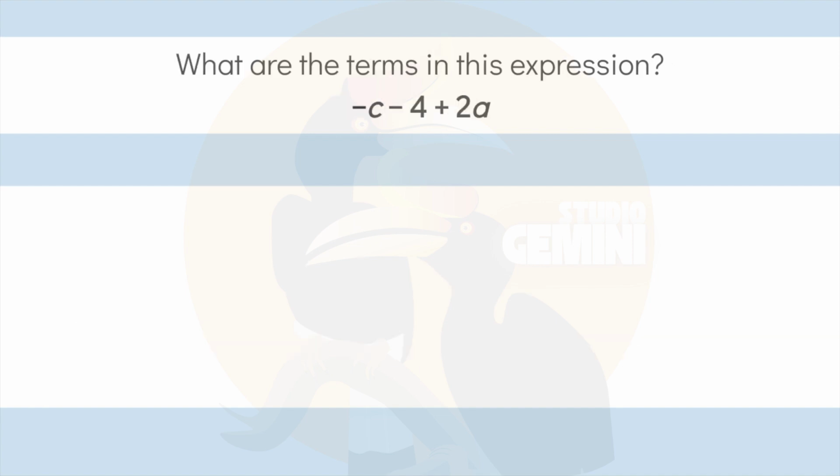What are the terms in this expression? Negative c minus 4 plus 2a. To identify the terms here, we can first rewrite the expression to use only addition. To do so, we will change out the minus sign for a plus sign and change 4 to negative 4, since subtracting a number is the same as adding its opposite. That gives us negative c plus negative 4 plus 2a. Now we can see that there are 3 terms here. They are negative c, negative 4, and 2a.